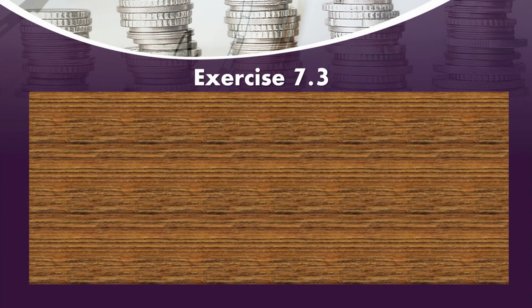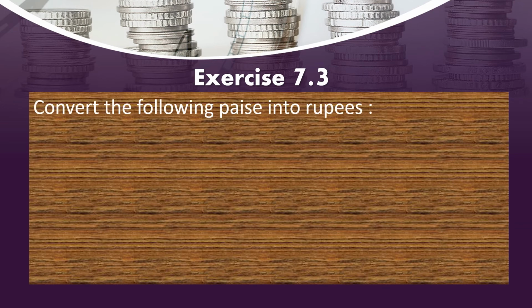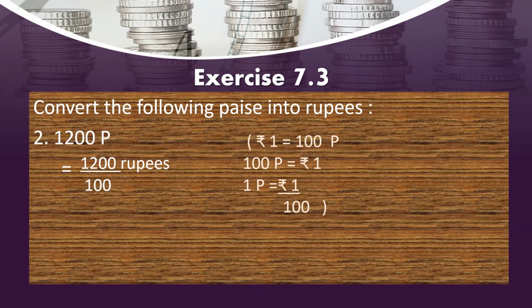Students, let's take exercise 7.3, where the question is to convert the following paise into rupees. For this, I take question number 2, where we have 1200 paise. So this is equal to 1200 paise divided by 100 rupees. Why? As you all know, rupee 1 is equal to 100 paise, 100 paise is equal to rupee 1, and 1 paisa is equal to rupee 1 by 100. So when I divide 1200 by 100, I get rupees 12.